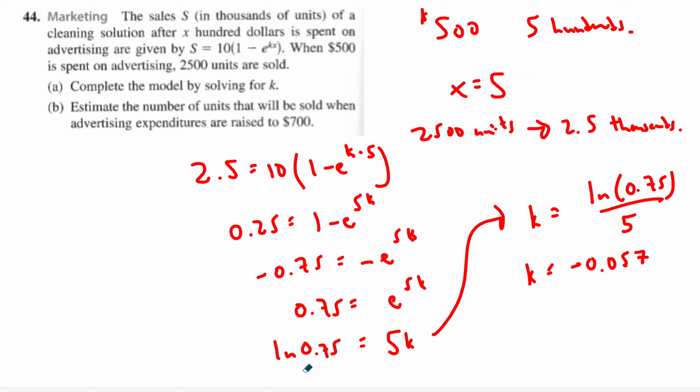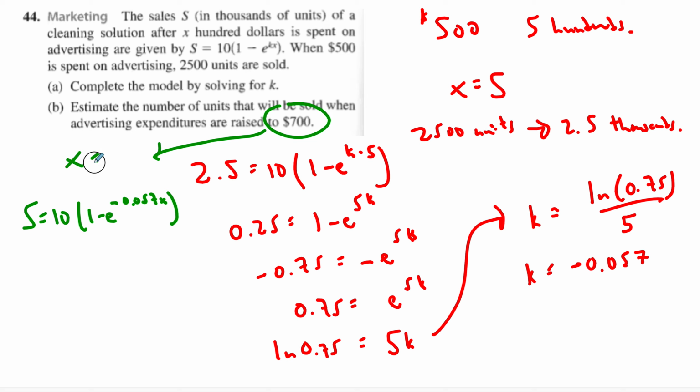Now we know that our model is S equals 10 times 1 minus e to the negative 0.057 x, right? And now they want to know $700. If we bump up our advertising expenditures to $700, that is x equal to 7. So we're going to plug in 7 for our x and figure out how many units we sold.